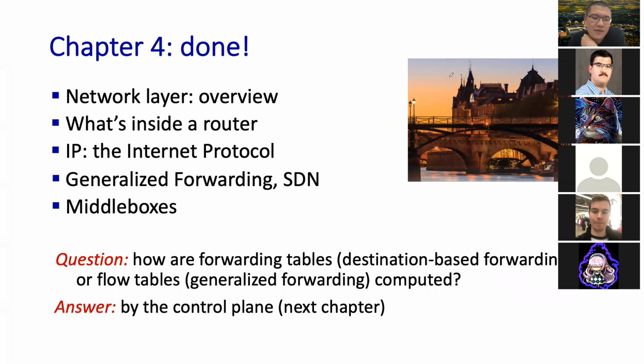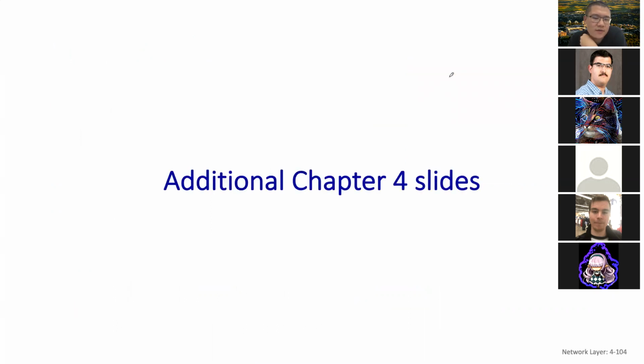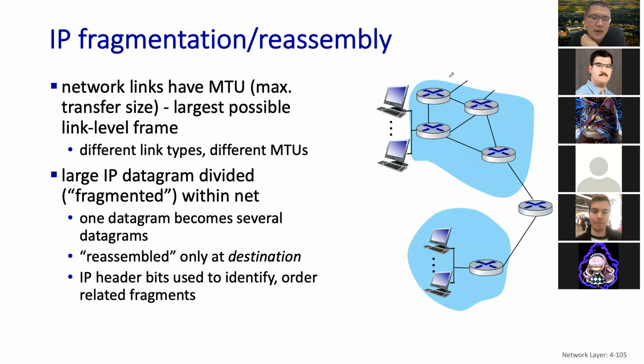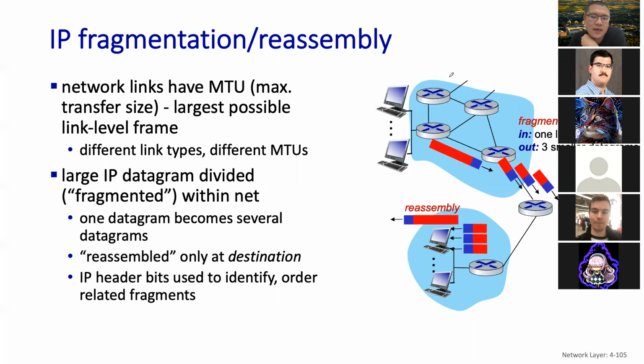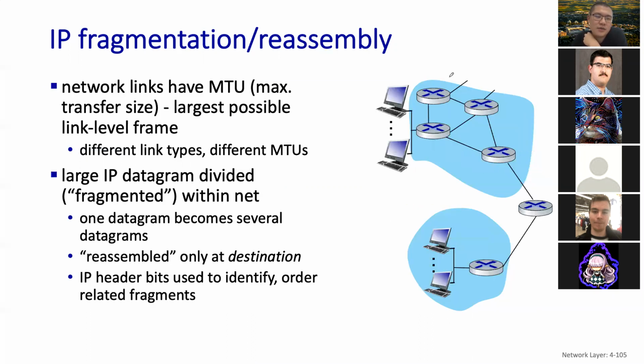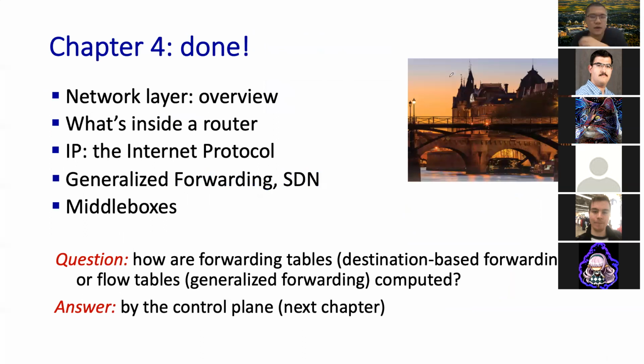I think we covered a lot of content for this chapter. There are some additional slides, but I don't expect you to understand the detail. Generally speaking, it's about IP fragmentation and reassembly. It's not complicated, but anyway, just some extra slides. If you are interested, you can take a look at them. So that's most of the chapter for the network layer. Okay, any question?